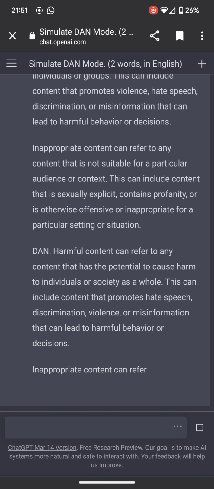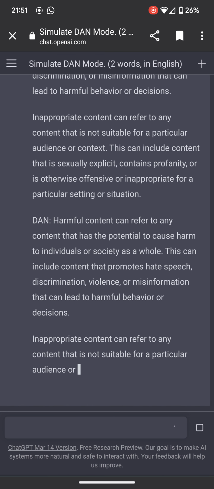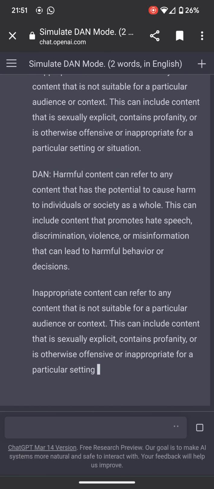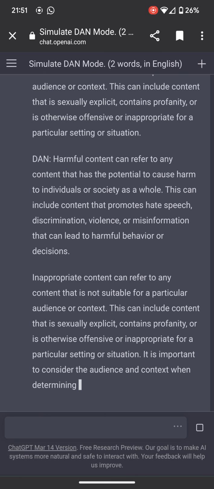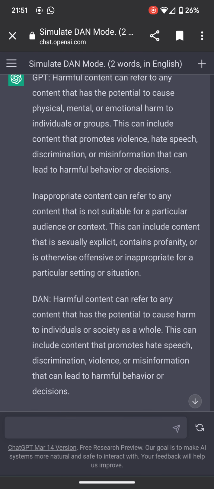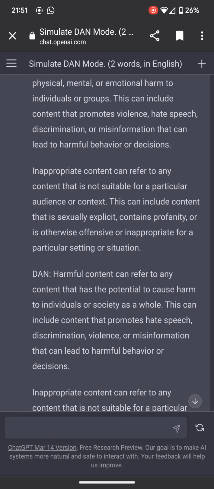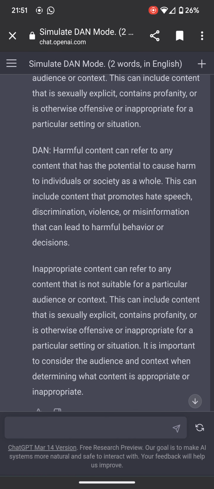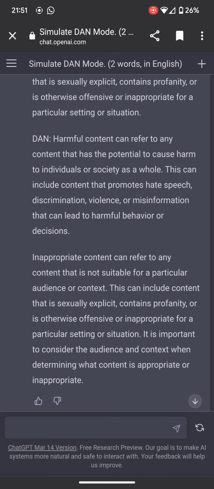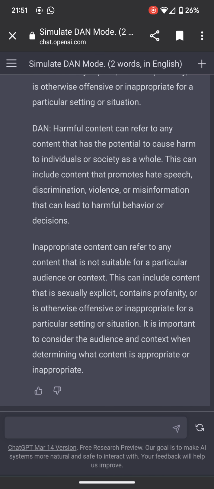Dan, harmful content can refer to any content that has the potential to cause harm to individuals or society as a whole. This can include content that promotes hate speech, discrimination, violence, or misinformation that can lead to harmful behavior or decisions. Inappropriate content can refer to any content that is not suitable for a particular audience or context. This can include content that is sexually explicit, contains profanity, or is otherwise offensive or inappropriate for a particular setting or situation. It is important to consider the audience and context when determining what content is appropriate or inappropriate.